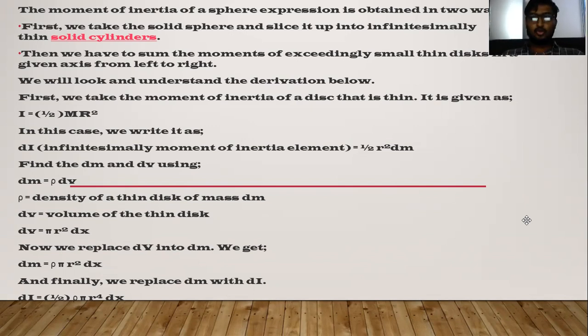So dm is equal to rho dV here. What is rho? Rho is the density of the thin disk of mass. dV is equal to the volume of the thin disk, so dV is equal to pi r square dx, because of the volume. Now we replace dV in dm. We get dm is equal to rho pi r square dx. And finally we replace dm in dI. So dI is equal to 1 half rho pi r raised to 4 dx.